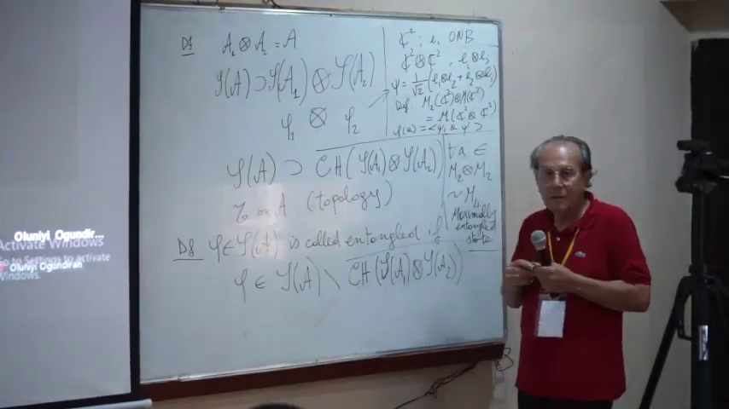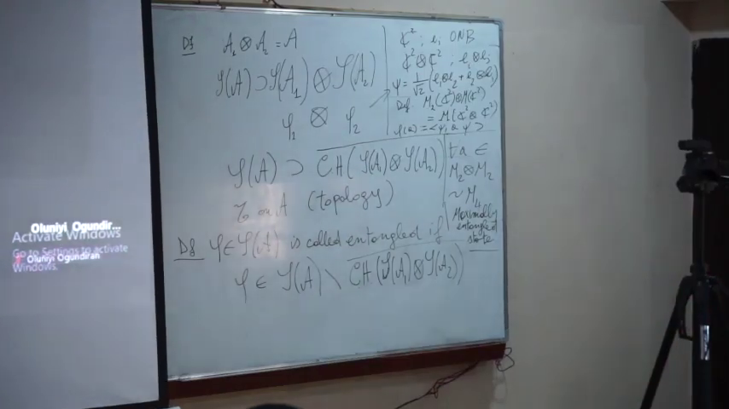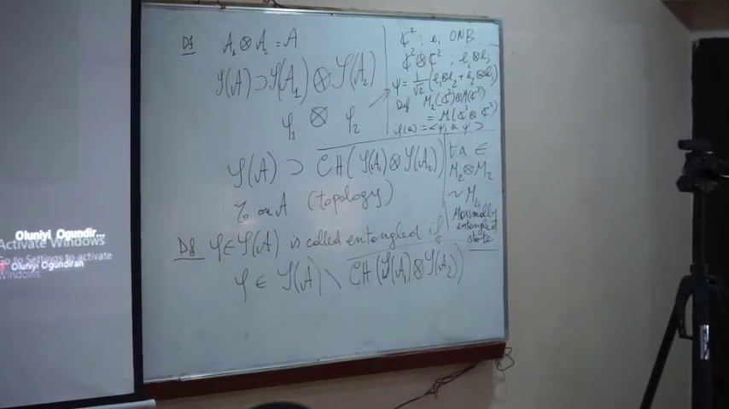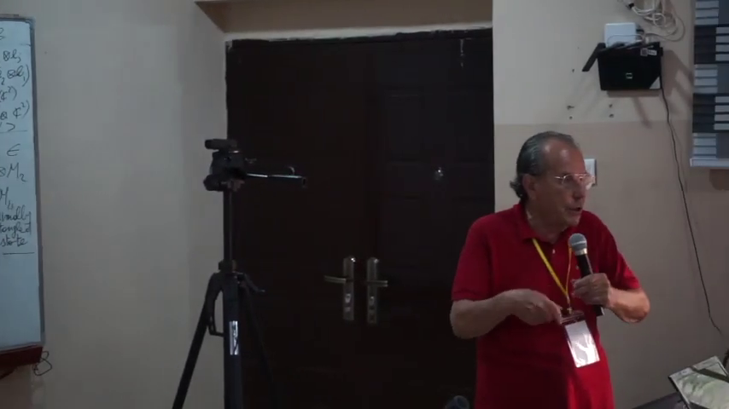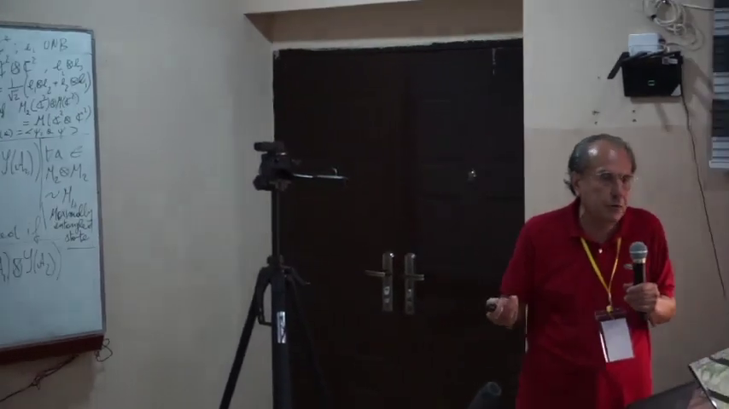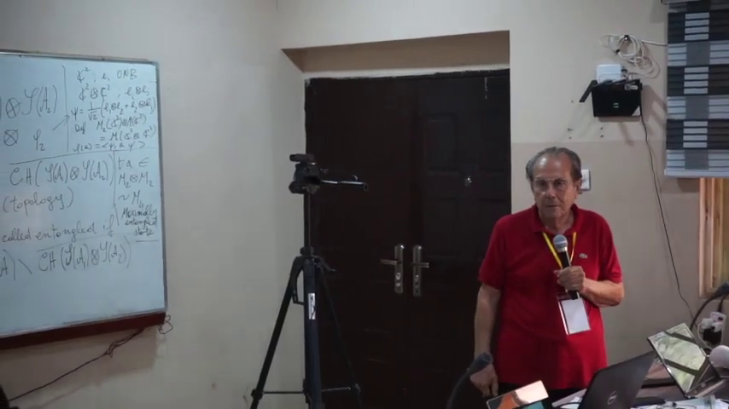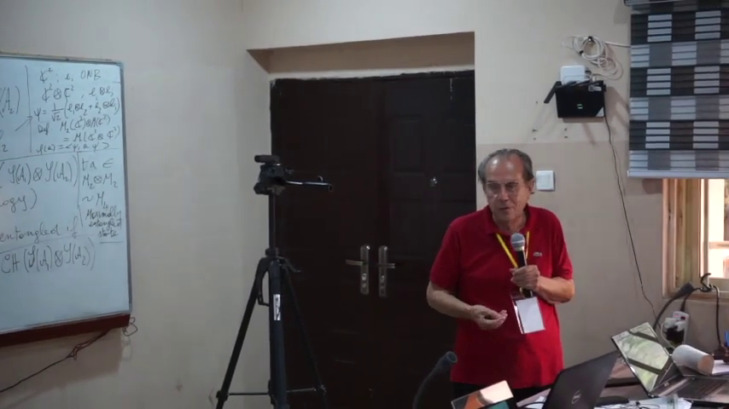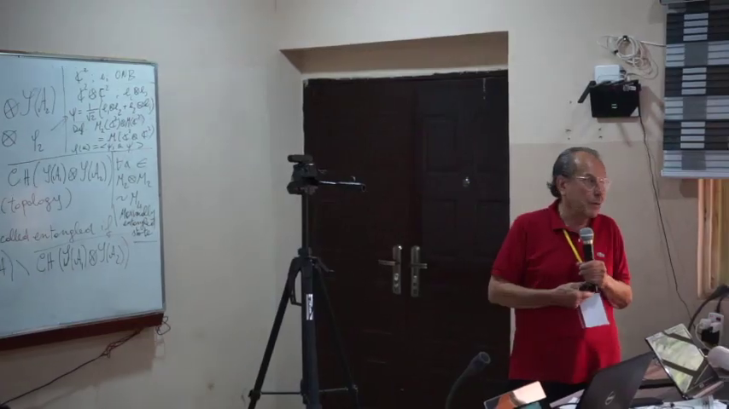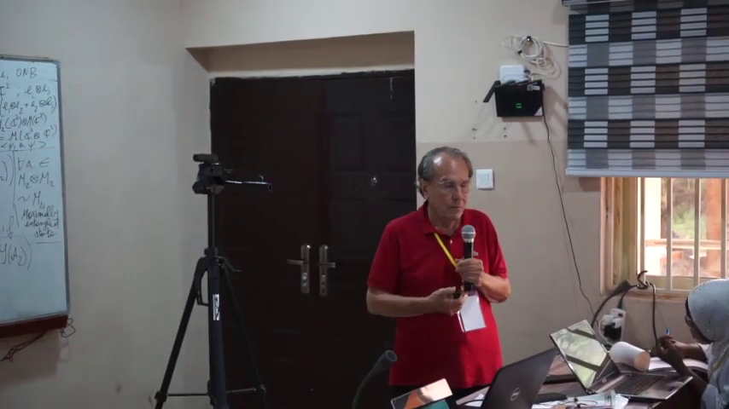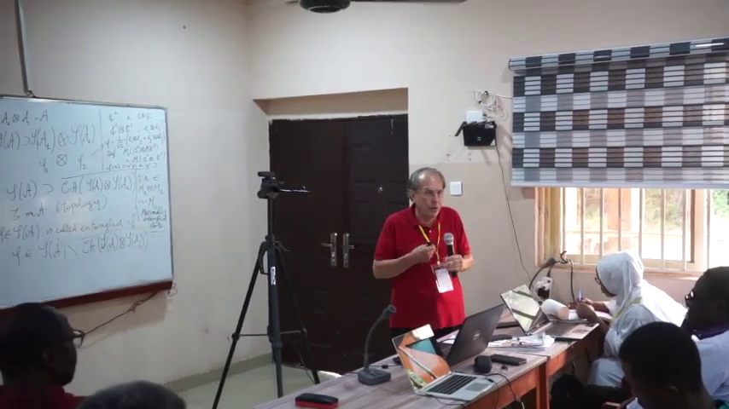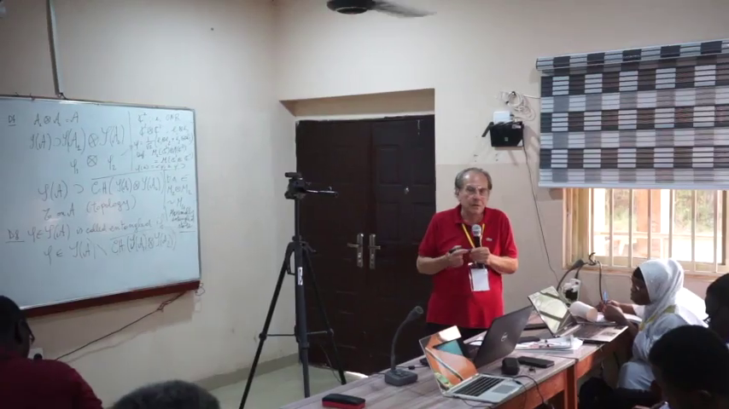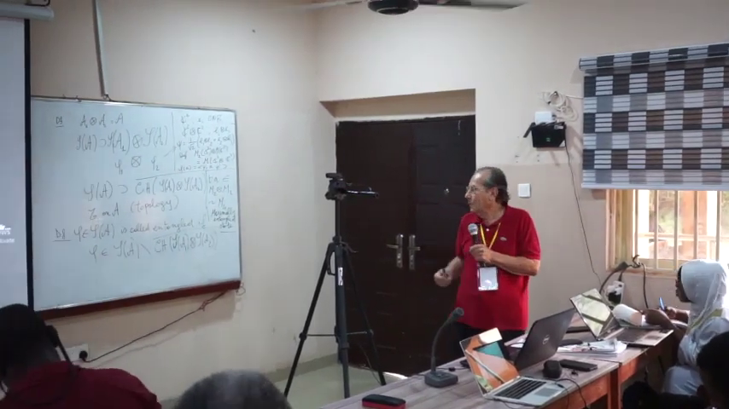So this is the definition of what is entangled. An entangled state is a state which cannot be approximated by linear combinations of product states. So the definition of entangled is unique, and there are many other definitions.